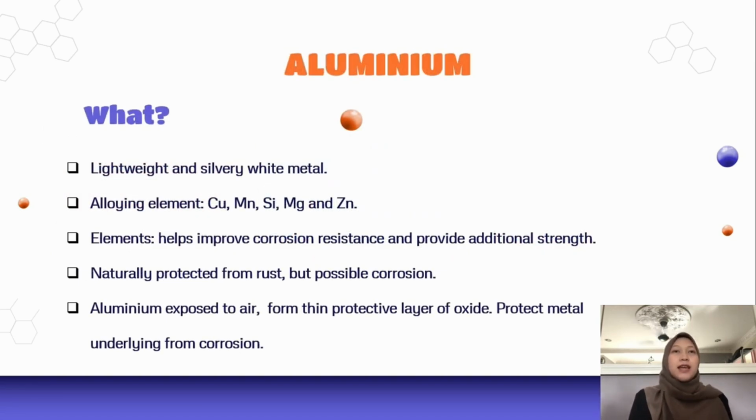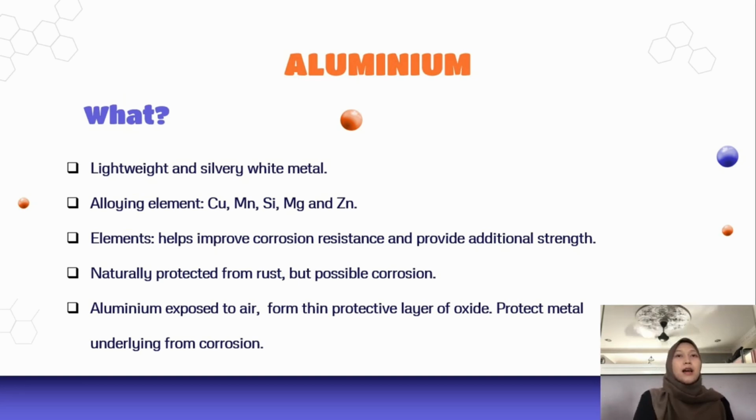For aluminium, it is a lightweight metal that can easily identify since it is usually appear as silvery white metal. In contrast to stainless steel, aluminium is made up from multiple alloying elements consisting of copper, manganese, silicon, magnesium, and zinc. With the addition of this element, it helps to improve the corrosion resistance and also provide additional strength to the metal.